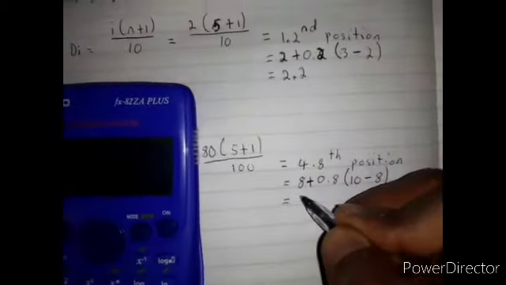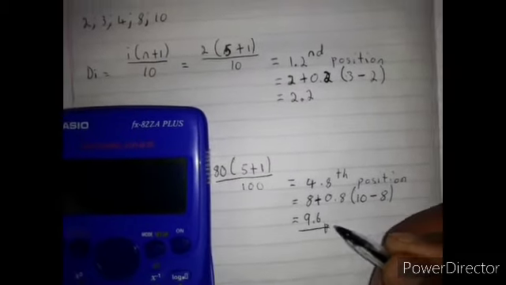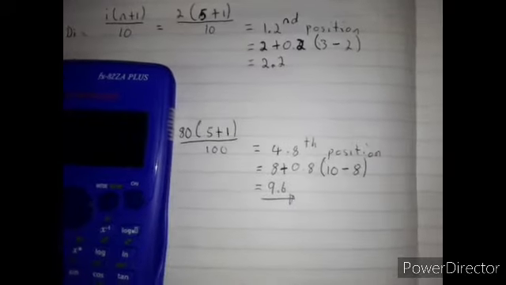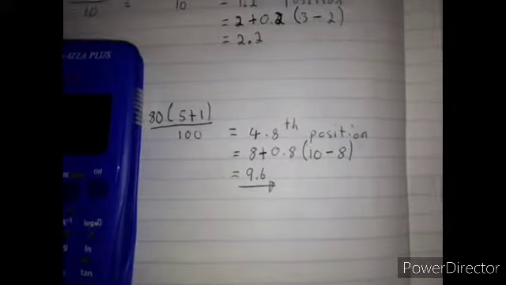The answer is 9.6. So percentile 80 is 9.6.